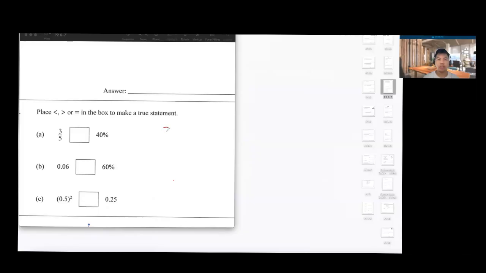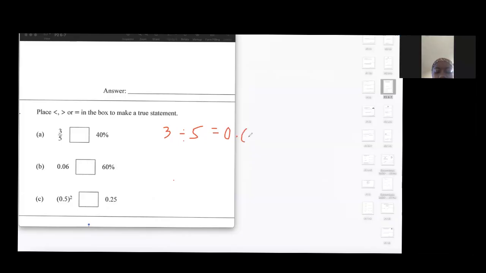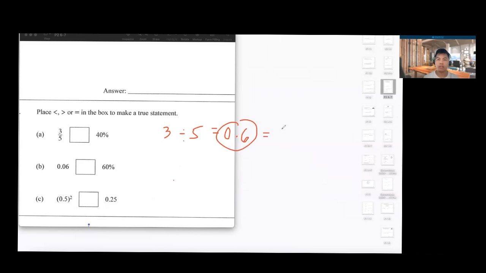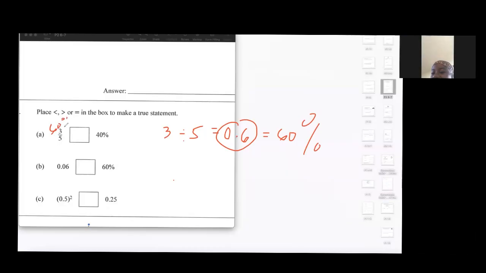Okay, what's the answer when we divide it? That is 0.6, right? Which is what, when you convert this to percent? That is 60%, right? So this is 60%. So it's easy now, right? Both are in percent. So this is greater than. How about this one? What is this in percent?